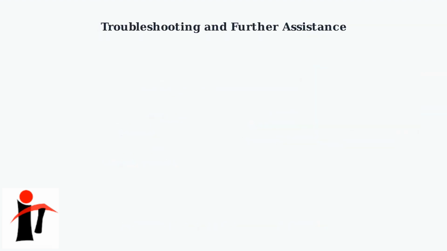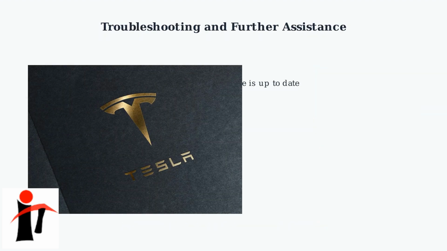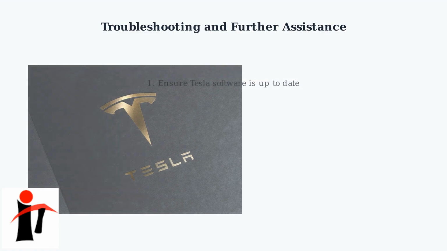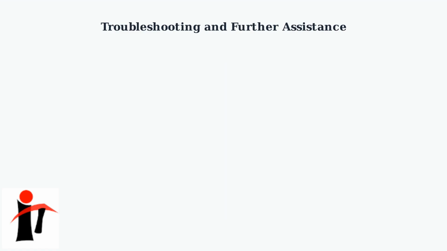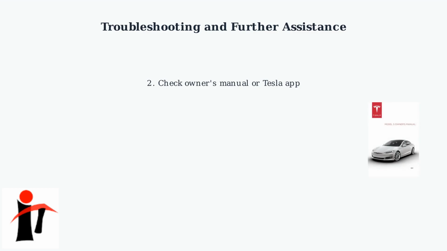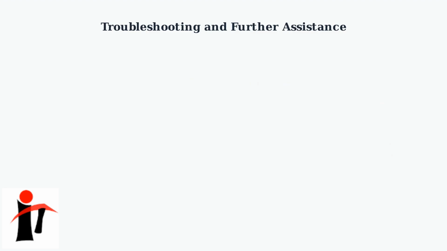If you're experiencing issues with your fog lights, the first step is to ensure your Tesla software is up to date. Software updates often include fixes for lighting system bugs and improvements. Next, refer to your Tesla owner's manual or the Tesla app for detailed instructions and troubleshooting tips specific to your model. These resources contain step-by-step guides for fog light operation and common issues.